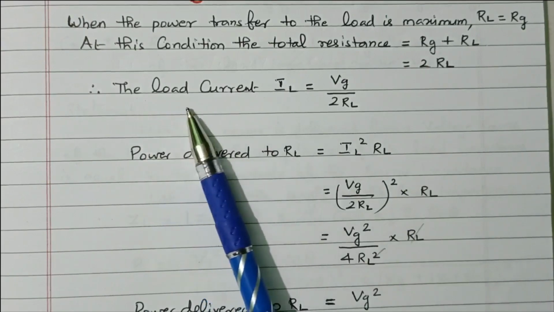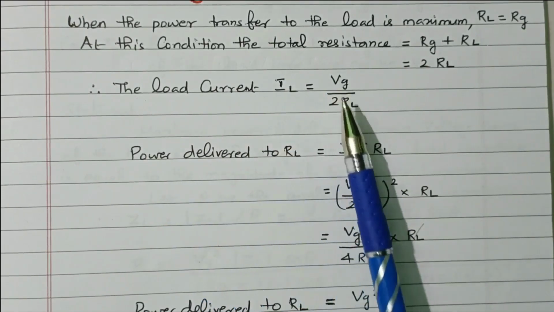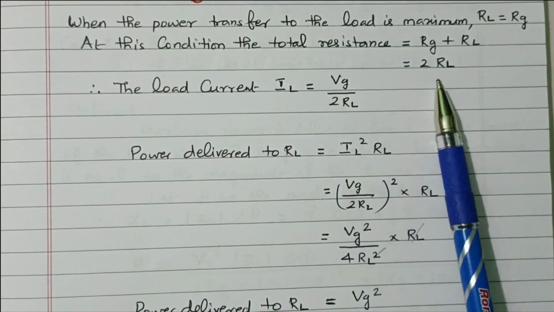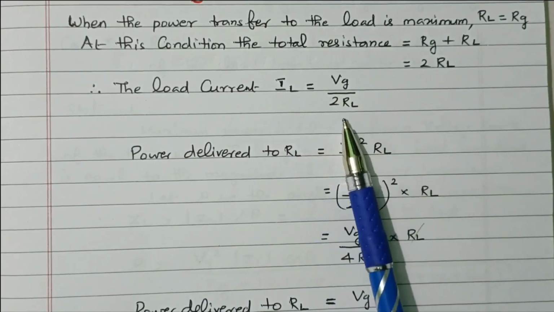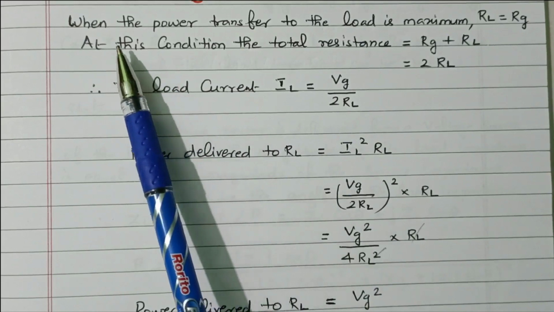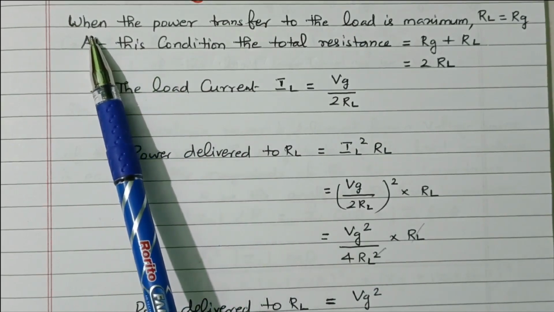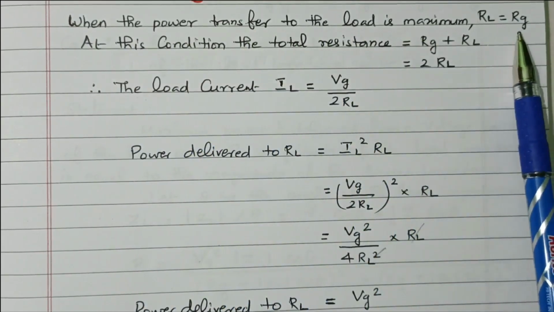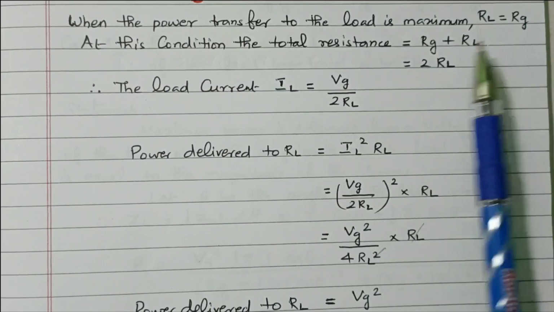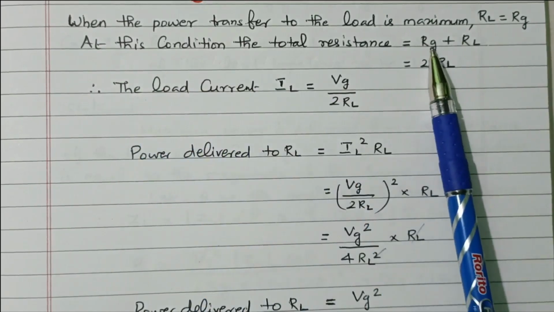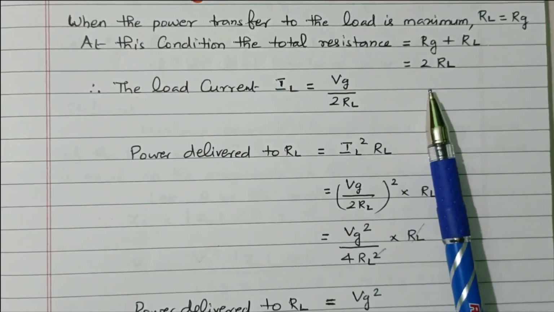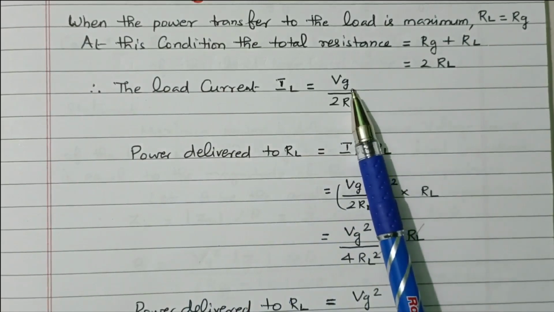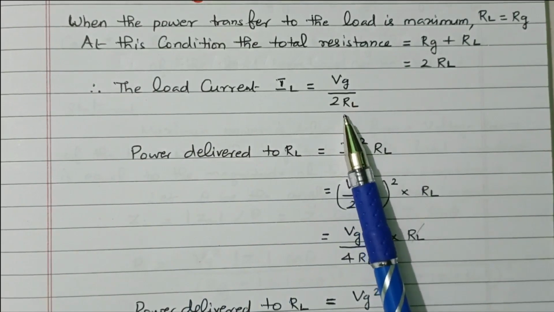Based on that, the load current IL equals V by R. The voltage is Vg, the voltage source, and the resistance is 2RL. So IL equals Vg divided by 2RL. Right? We start from the condition of the maximum power transfer theorem. When the power transferred to the load is maximum, the load resistance equals the internal resistance. So at this condition, the total resistance is Rg plus RL, which becomes 2RL. From that we can calculate the load current IL equals Vg by 2RL, where Vg is the voltage source available in the circuit divided by the total resistance 2RL.